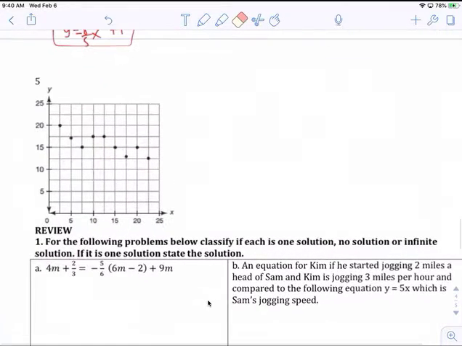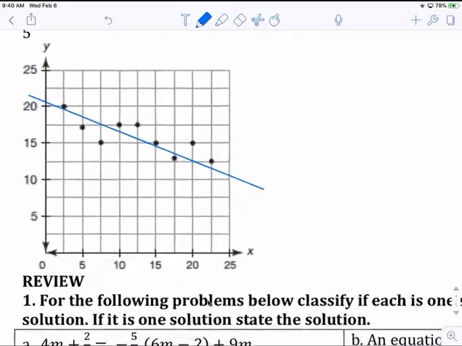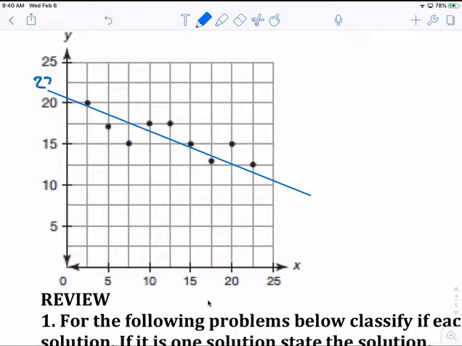Here we also have a y-intercept. I'm going to draw a line that's in the middle of it all. Okay, so it's also 22.5, so I'd say this is 0 and 21. That's my y-intercept, so I'm going to use y equals mx plus b. B is 21.